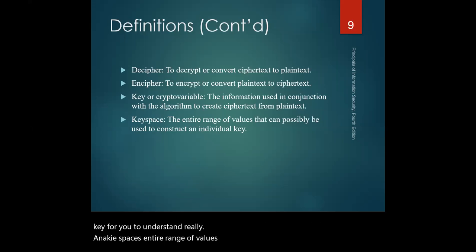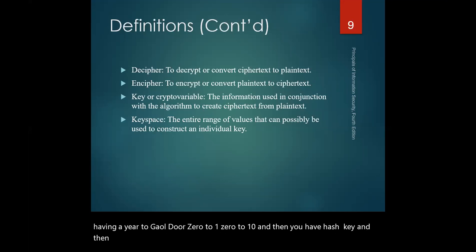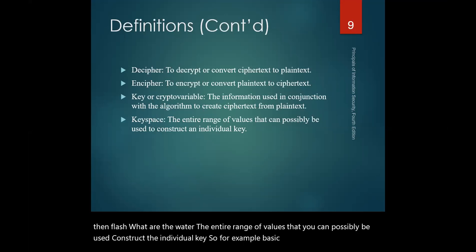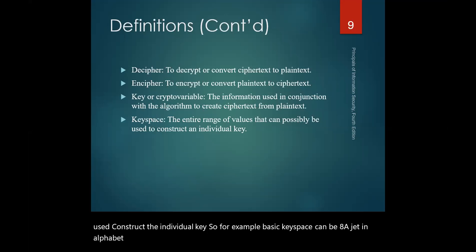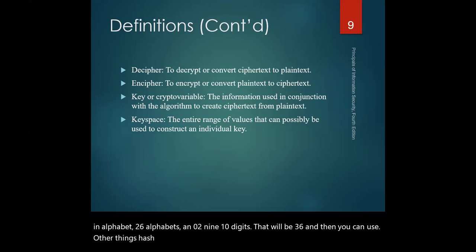How many keys are you having? You're having A to Z, or 0 to 1, 0 to 10, and then you have hash, pound, and then slash. What is the entire range of values that can possibly be used to construct the individual key? So for example, a basic key space can be A to Z in alphabets, 26 alphabets, and 0 to 9, 10 digits. That will be 36. And then you can use other things like hash and slash and minus, plus, whatever. You can put all these things in the key space. So what is the range of values that you can be using to construct an individual key?